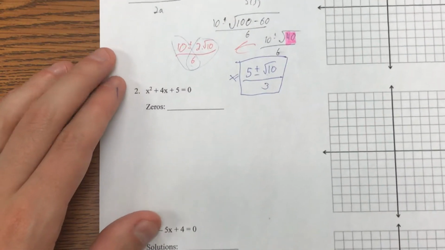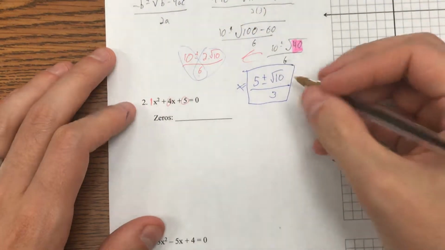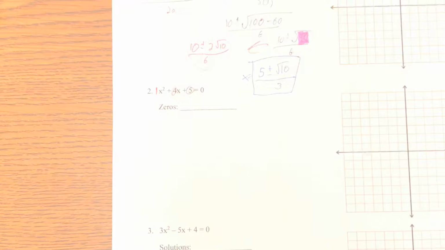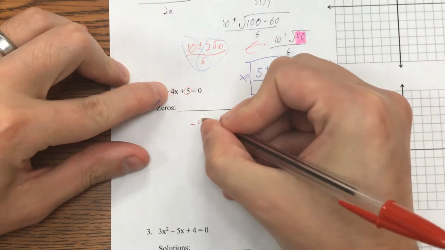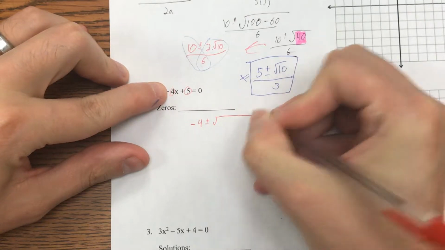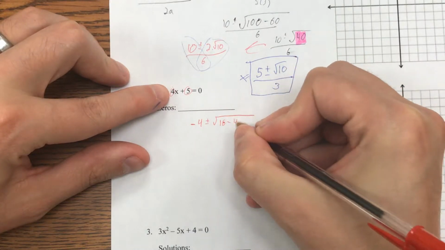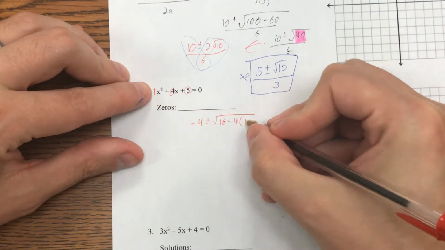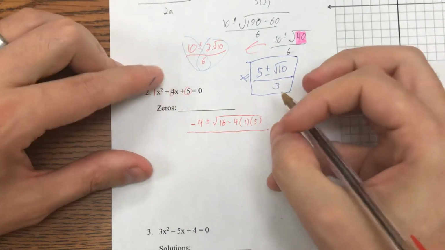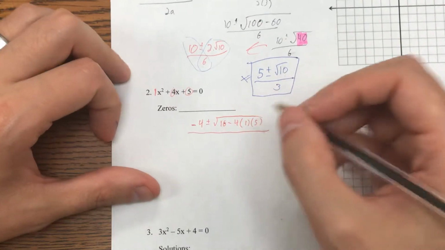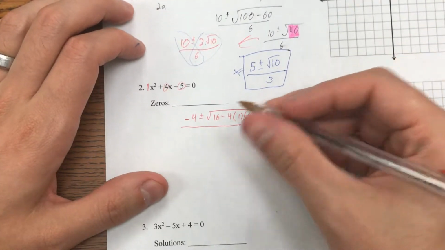Next up, we have this one, where A is 1, B is 4, and C is 5, and it's already equal to 0. So we'll have negative B plus or minus the square root of B squared, so 4 squared is 16, minus 4 times A times C. And if I'm going too fast, just pause the video.